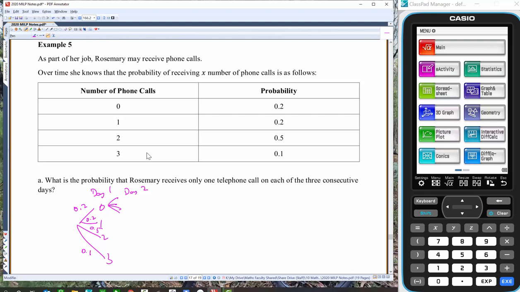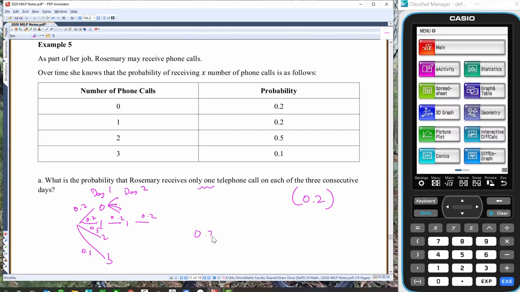So what I've got to think about is we're going to get the event that we're talking about. What's the probability that she receives only 1 telephone call on each of the 3 days? So that's 1, followed by a 1, which is 0.2, followed by a 1, which is also 0.2. So in fact, that's going to be 0.2.